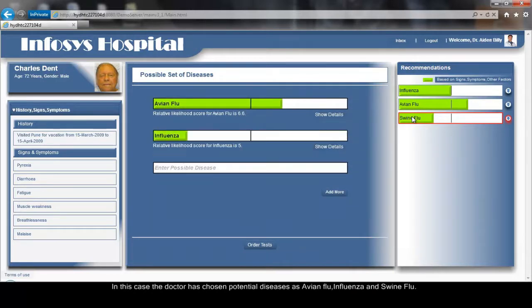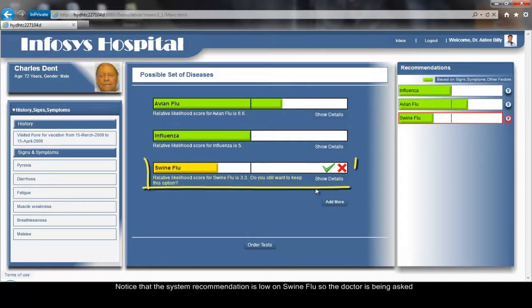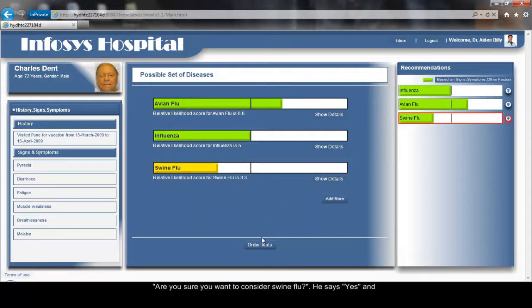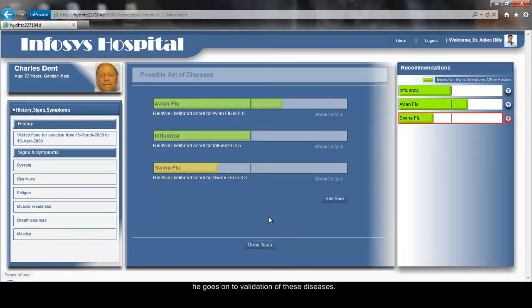In this case, the doctor has chosen potential diseases as avian flu, influenza, and swine flu. Notice that the system recommendation is low on swine flu, so the doctor is being asked, "Are you sure you want to consider swine flu?" He says yes, and he goes on to validation of these diseases.